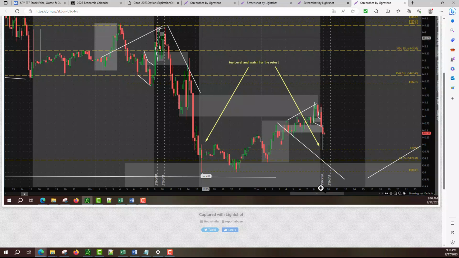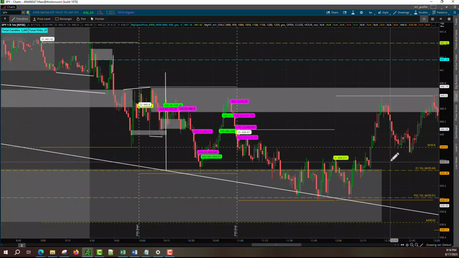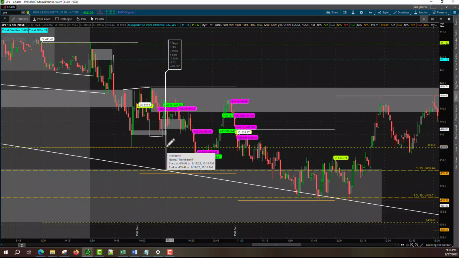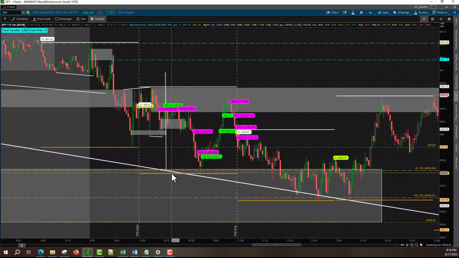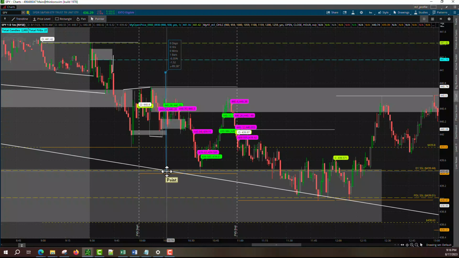So our target is going to be 439, right? 439 something. Yeah, right here. It's basically 49. Yeah. So our target is going to be a little bit up here. Right there.